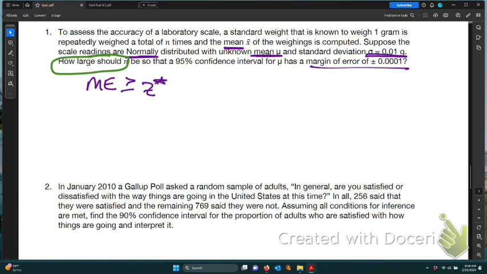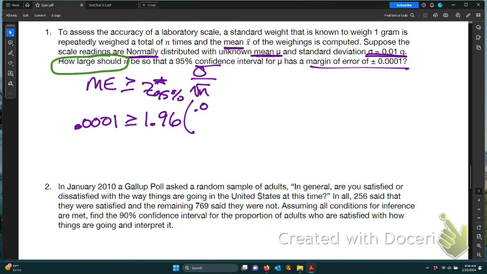It has to be greater than or equal to the Z star critical value for 95%, sigma over the square root of the sample size. The margin of error they want to be within is 0.0001. The Z star critical value for 95%, do you guys remember it? It's 1.96, as written on the board now. And then the standard deviation that they told us is 0.01 divided by the square root of n.